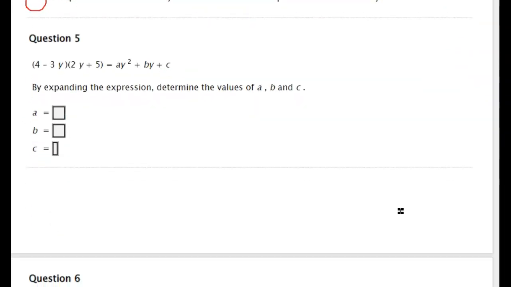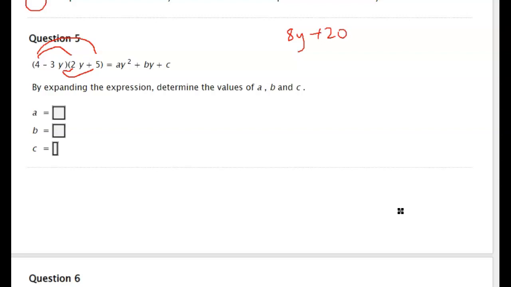All right, so what this question requires you to do is just expand, and then we've got to write what A, B, and C is. So A being the coefficient of y squared, B being the coefficient of y, and C being your constant term. So when we're expanding, remember we do the first terms, the outside terms, the inside terms, and then the last terms. So 4 times 2y is 8y. Then 4 times 5 is 20.